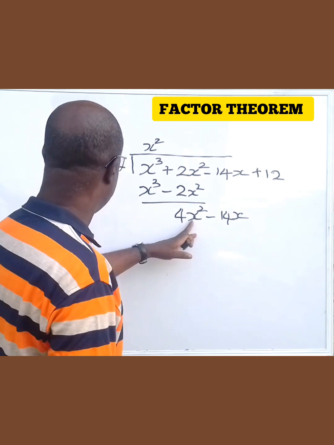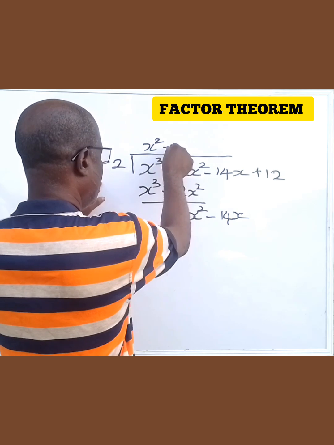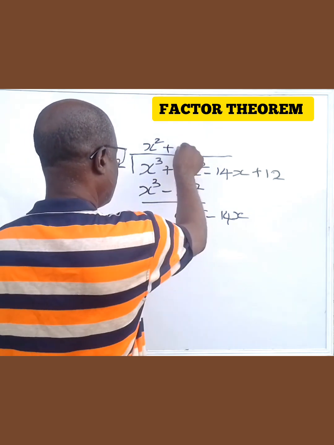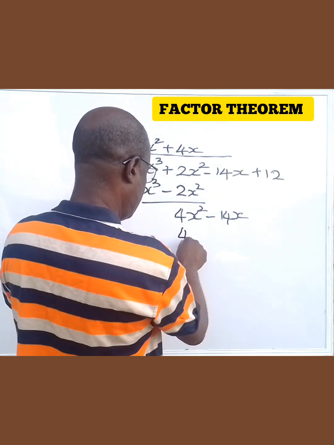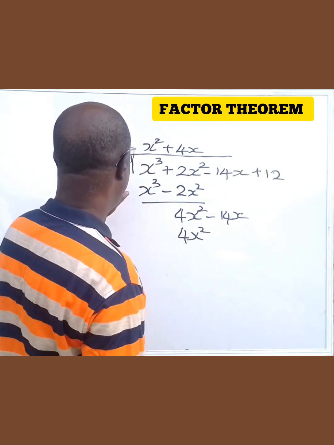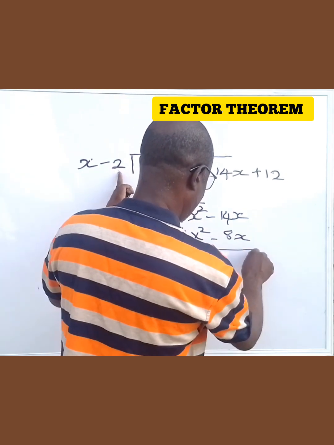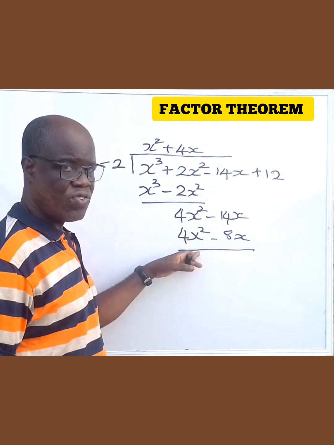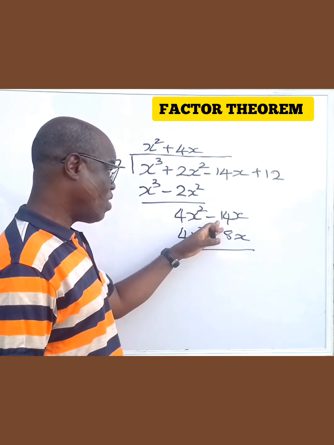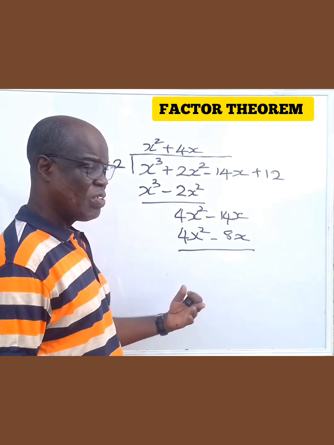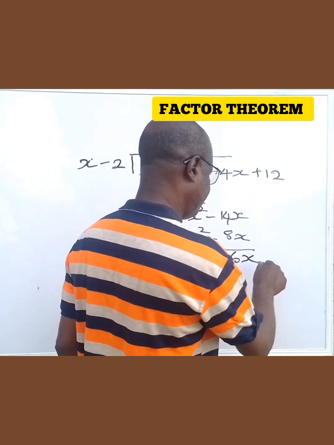Now here, 4x squared divided by x, that is 4x. So 4x multiplied by x, 4x multiplied by 2. So 4x squared minus 4x squared, that is 0, minus 4x minus 8x. That is minus 4x plus 8x, which is minus 6x. So we bring this 12 down.